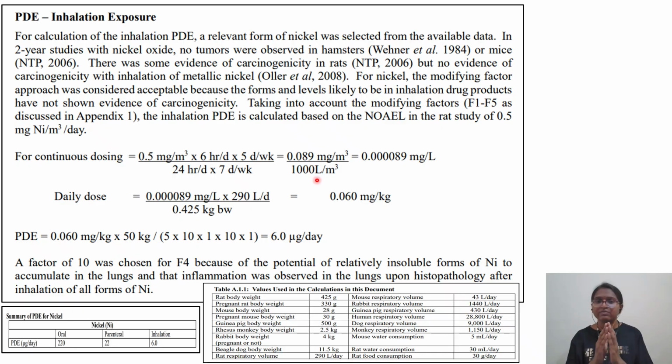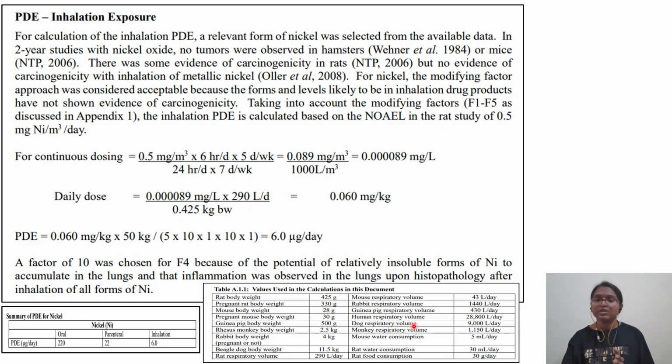To convert mg per meter cube to mg per liter, you have to divide it by 1000. So they ended up with 0.0089 mg per liter. Now we have to correct it for daily dosing. In order to convert it to daily dosing for rat, look at the respiratory volume, which is given in the ICH Q3C guideline and also in the ICH Q3D guideline. So the rat respiratory volume of 290 liter per day is taken from here.